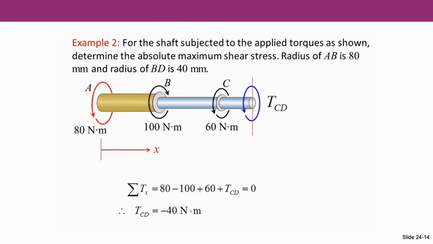Now I will apply the method of sections for the CD part. This will expose the internal torque TCD. I apply my torque equilibrium equation. Sigma Tx is equal to 0 again. 80 minus 100 plus 60 plus TCD is equal to 0. TCD is equal to negative 40 Newton meters, which means that in reality it must be clockwise. The direction of the internal torque TCD in the CD part is clockwise and its magnitude is 40 Newton meters.